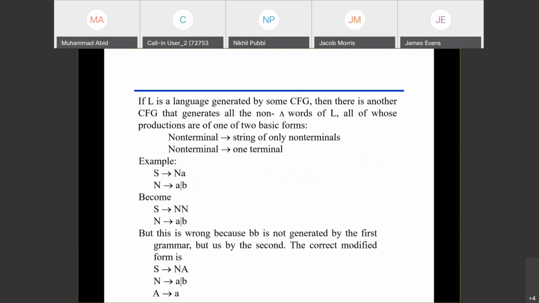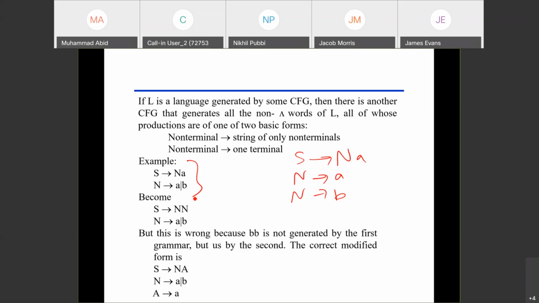So now we have this thing. So now look at this one. What does it mean? It means S is equal to NA, N is equal to A, N is equal to B. This is N can be replaced by B. So this means this. We write this in a short way.